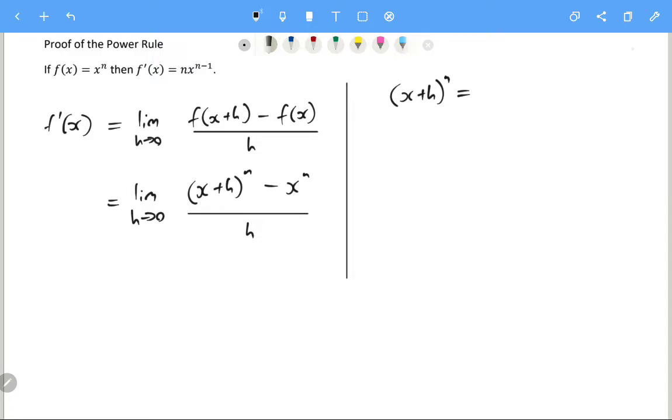Well, let's think about the first term. The first term is going to be x to the n. The second term is going to be x to the n minus 1 times h. The next term is going to be x to the n minus 2 times h squared, and so on and so forth, by our binomial expansion. Now, we can think about what the coefficients are going to be. We always know that the coefficient of the first one is going to be 1, so we don't have to write that. But what is the coefficient of this term right here?